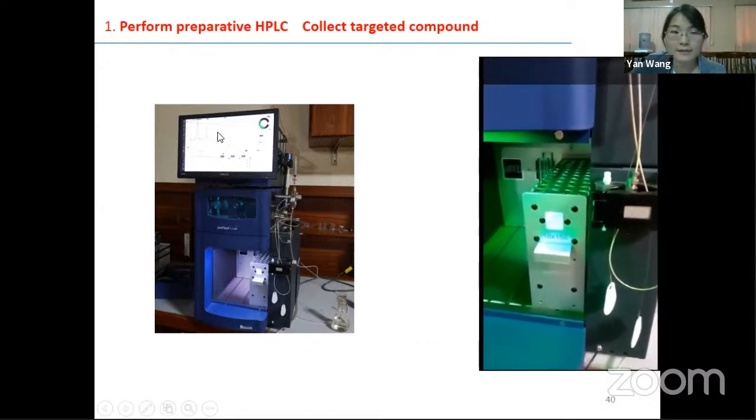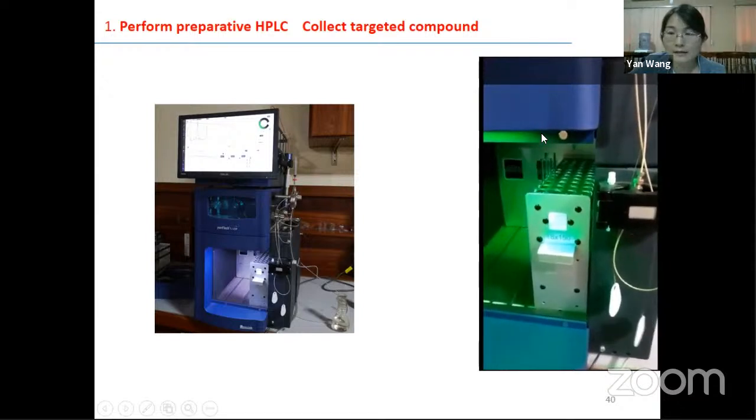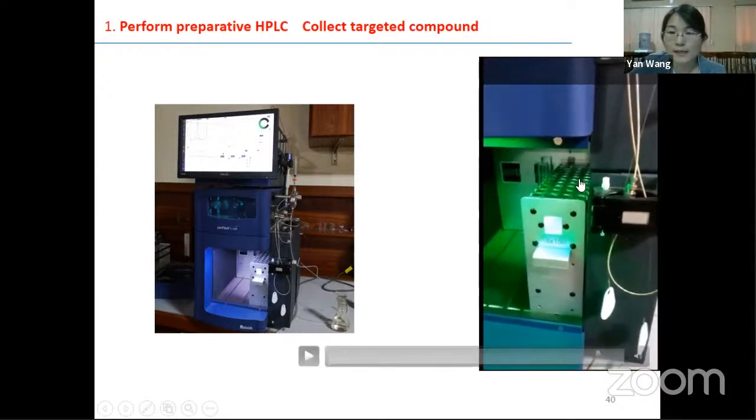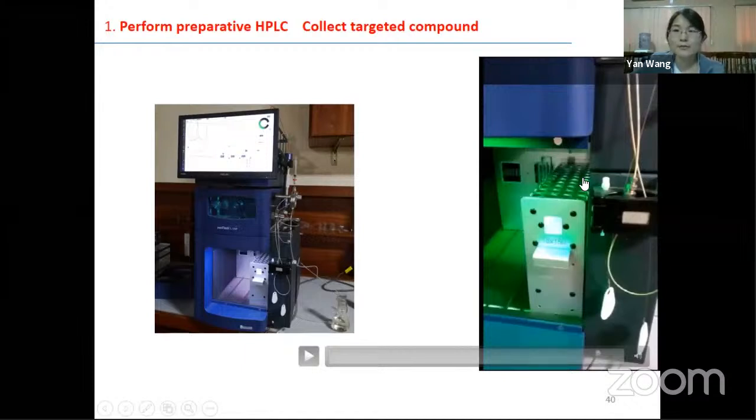And here, if we see a new peak start coming, this auto collector will automatically go to another tube. So the machine has done everything for you. This is automatic preparative HPLC.